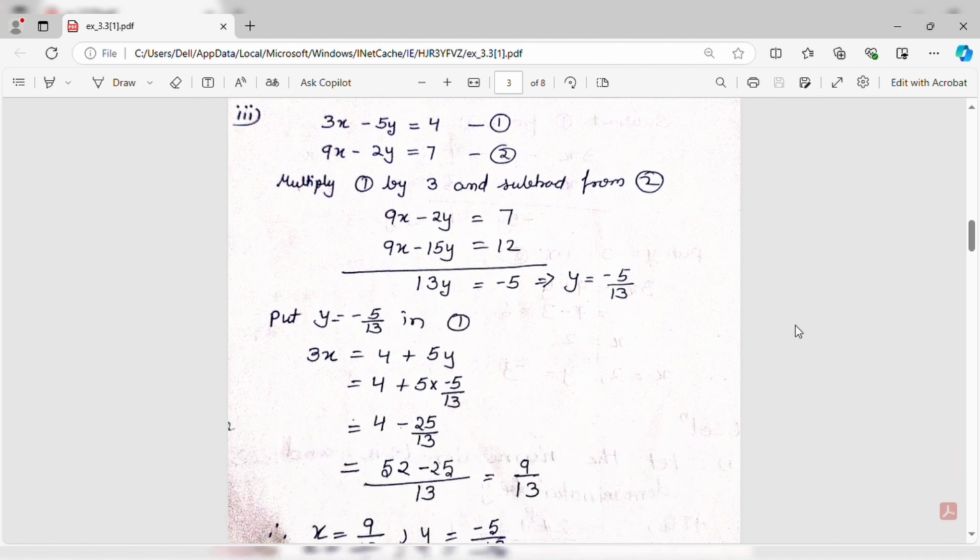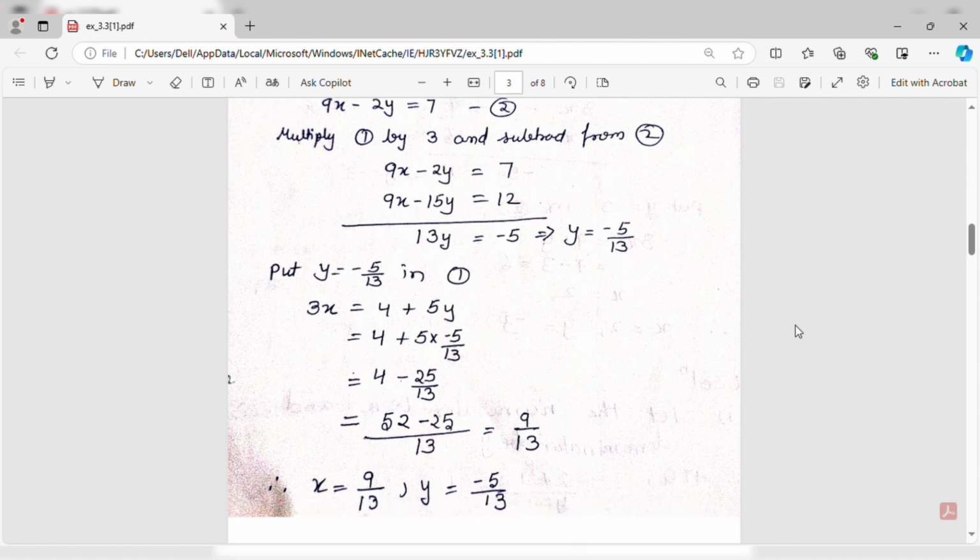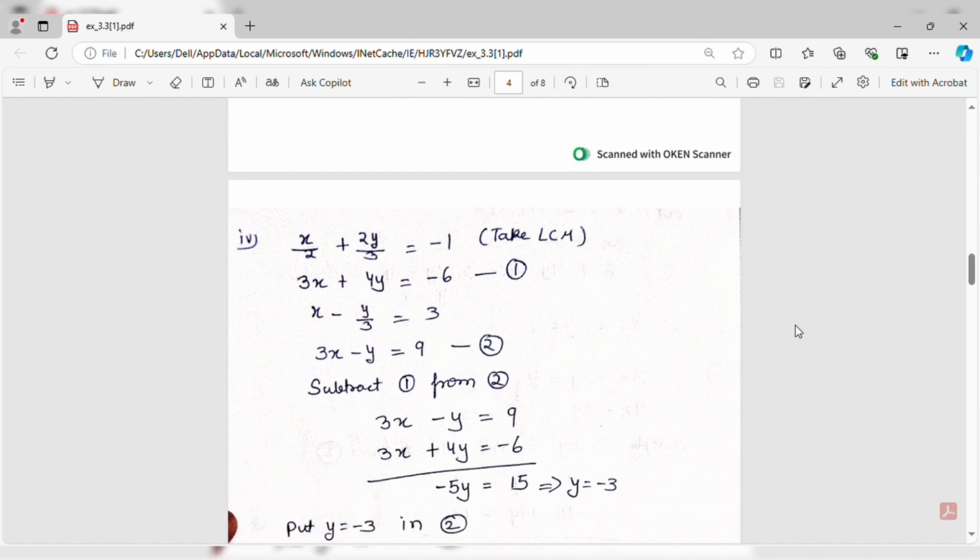In third part, equations are 3x minus 5y equal 4, 9x minus 2y equal 7. So multiply equation 1 by 3 and subtract from equation number 2. So after subtracting these both, we will get y equal minus 5 by 13. And after substituting value of y in first equation, you can put it in any of the equations given, you will get x equal 9 by 13. So x is 9 by 13 and y is minus 5 by 13.